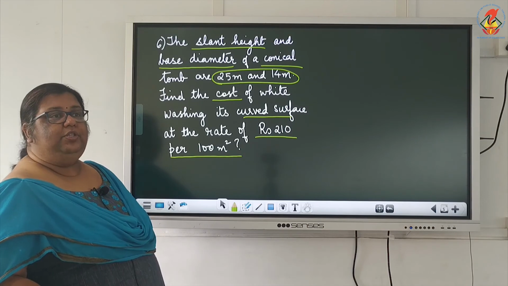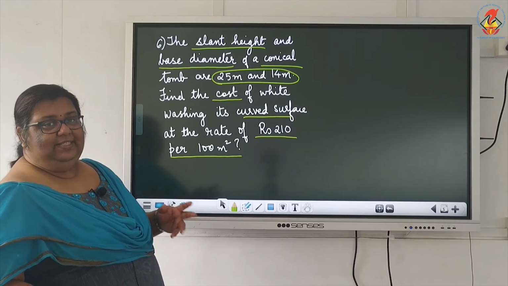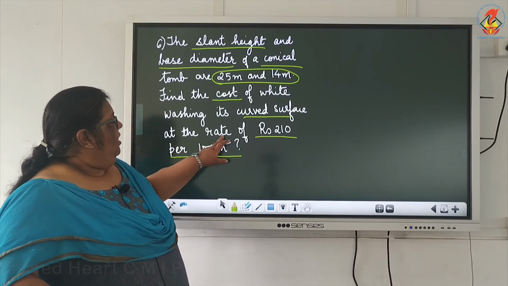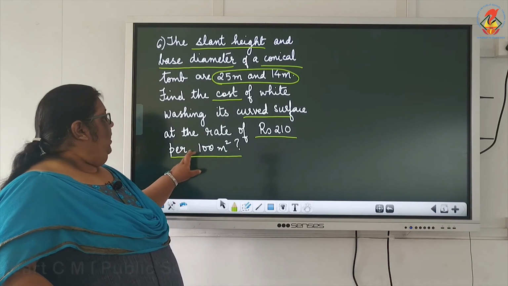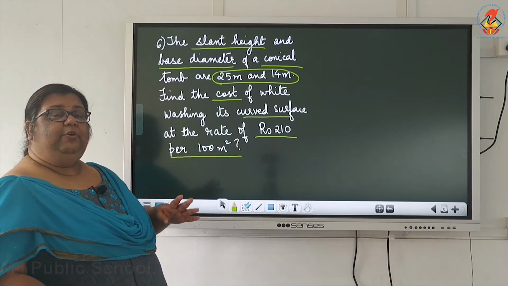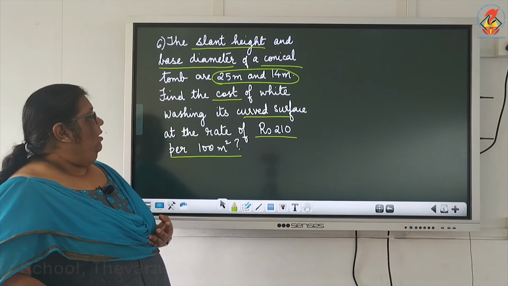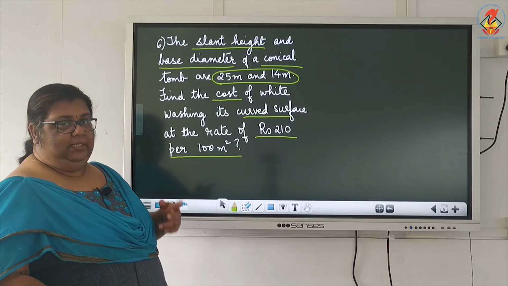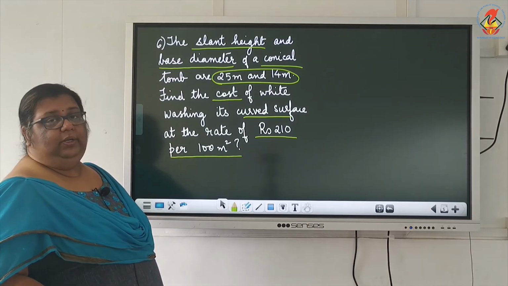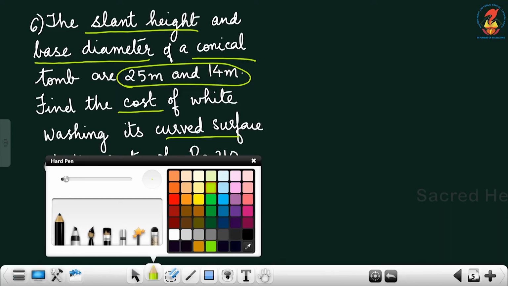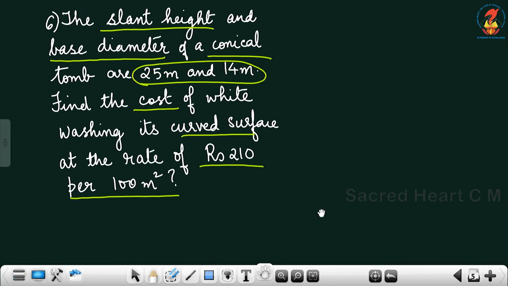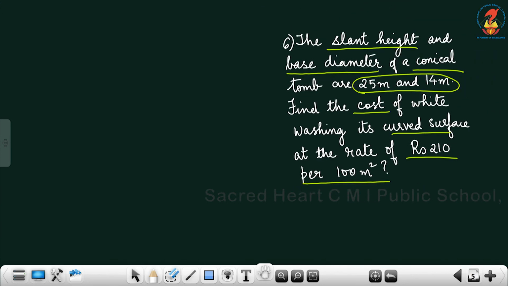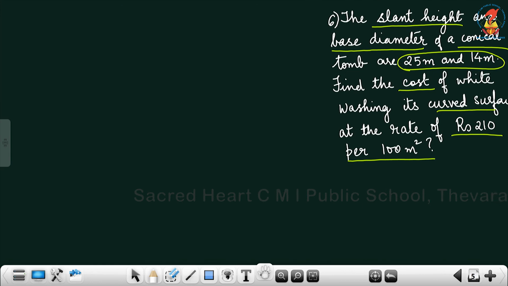Total cost of whitewashing, what is the formula? It will be always CSA into cost per meter square. Now here they have given the rate as rupees 210 per 100 meter square. That means for every 100 meter square, the rate is 210 rupees. So you need to find the cost for 1 meter square and then you can find the total cost. Okay. So shall we start doing the problem? So please write down what all things are given, what all informations you are getting from the question. Note it down.